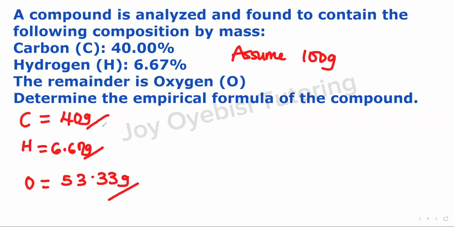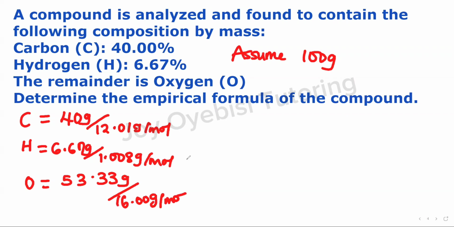Now we're going to divide all of this by the individual masses. So that of carbon divided by the mass of carbon in the periodic table, mass of hydrogen in the periodic table, and then mass of oxygen in the periodic table. Now, the division gives us the moles. So 40 divided by 12.01 will give me 3.33 approximately. 6.67 divided by 1.008 gives me 6.62 approximately. And the last one, 53.33 divided by 16, gives me 3.33 approximately.